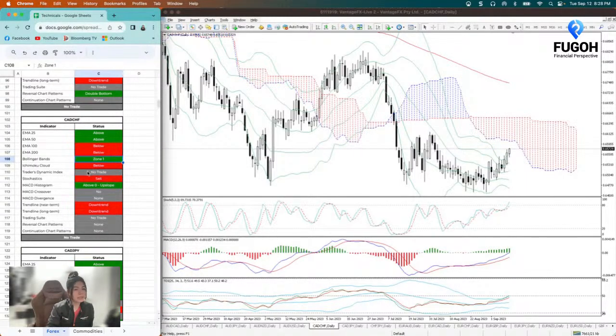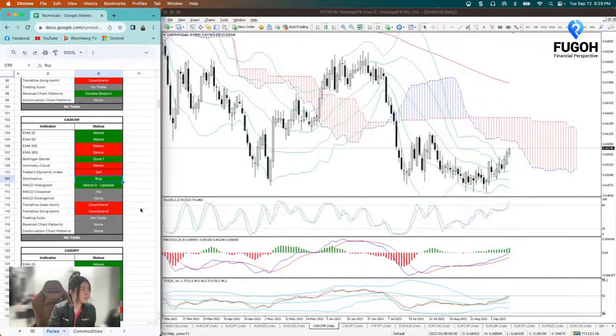Ichimoku Cloud is still below. TDI is still on a sell because it's still below 50. Stochastics is almost on the 80 area, so we're already near the overbought area. So still a buy, but just so you know, it's on the overbought area. Can it stay there for quite some time? Yes, it could stay there because there's no crossover yet, but it will probably happen within this week or next week that the stochastics will show a bearish crossover.